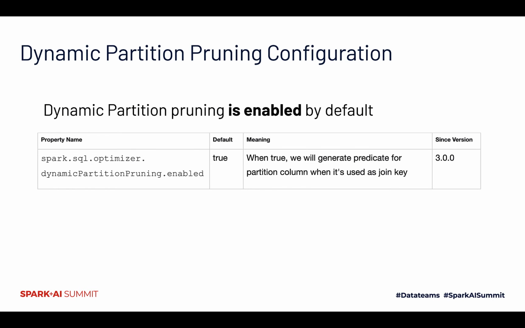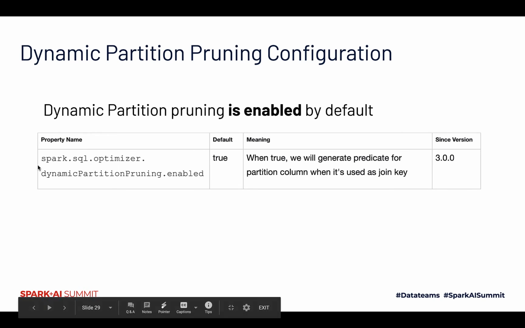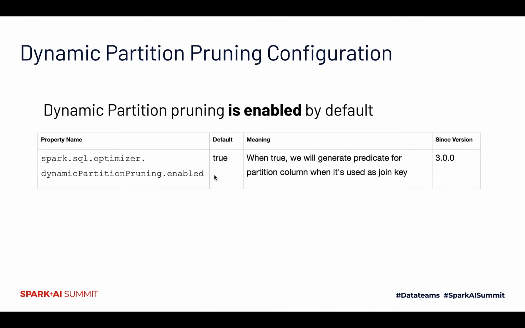In terms of configuration, you'll notice in this case, the spark.sql.optimizer.dynamicPartitionPruning.enabled setting defaults to true. So you don't even need to enable dynamic partition pruning in Spark 3.0 to have it work and start accelerating your workloads. However, if you experience difficulties, you can always turn it off.